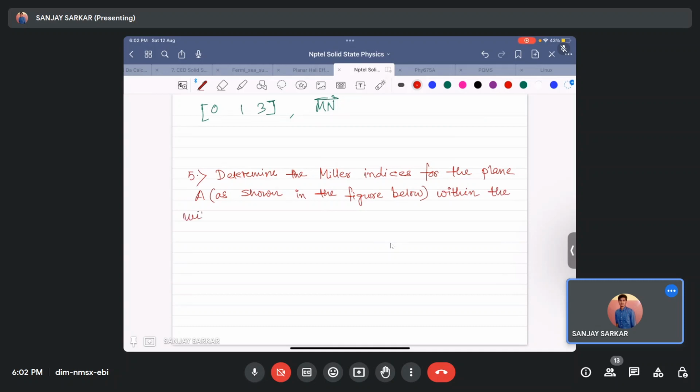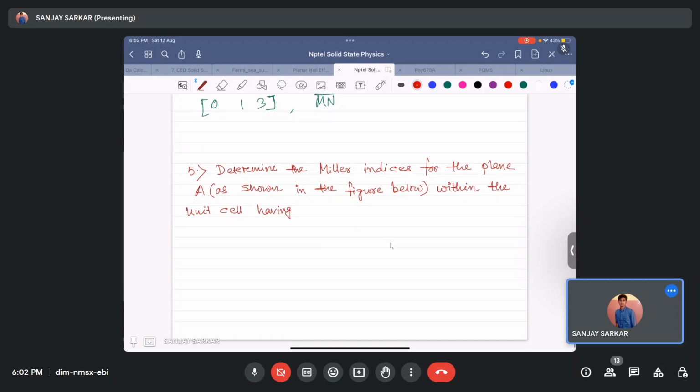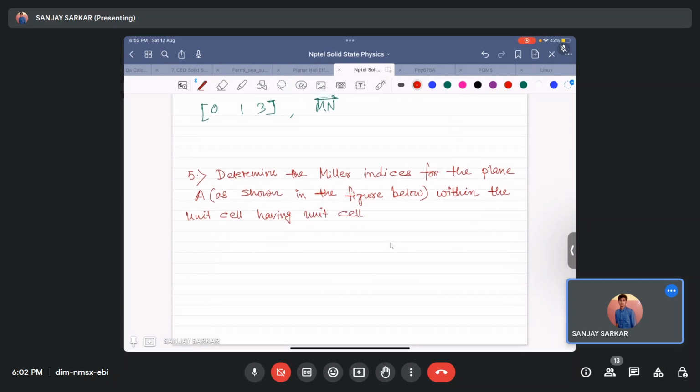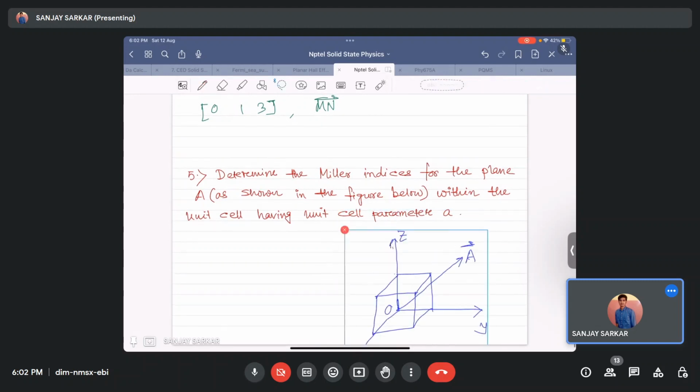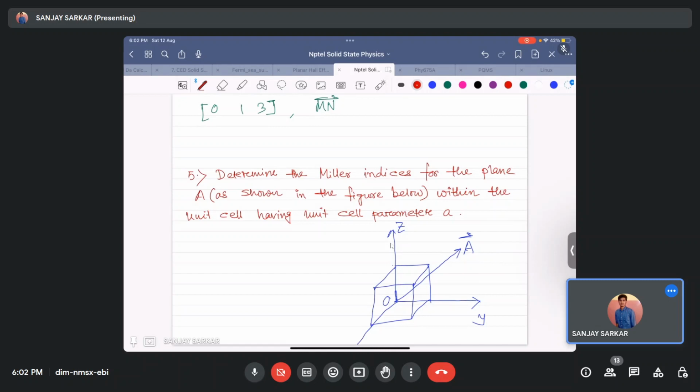Within the unit cell having unit cell parameter A. So the same picture will also go here. So this is the x direction. I'll remove this. So the plane given here is this plane. This is plane A. Is O, A, the lattice units are A. So you need to find the Miller indices of the given plane, which is shaded here.